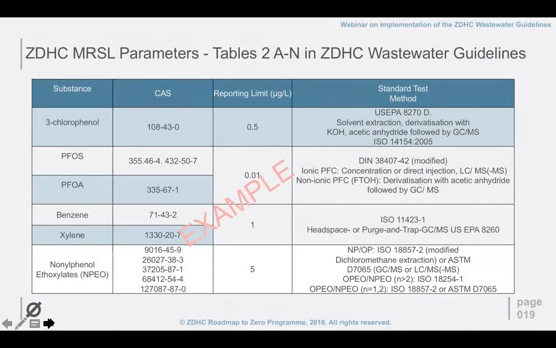And this is just another example, this is for the MRSL parameters. What we did was we worked with the laboratory advisory group to ask, what is a realistic limit you can detect in wastewater from a textile facility? And so that reporting limit became the limit in the MRSL. Next slide.